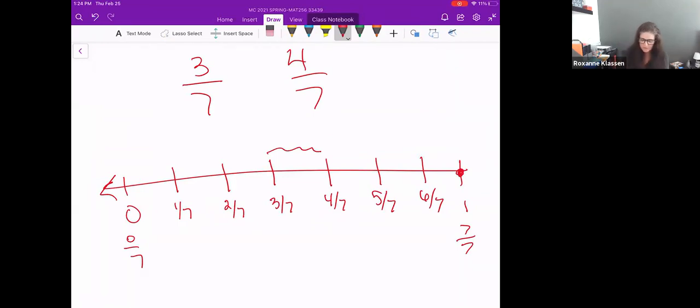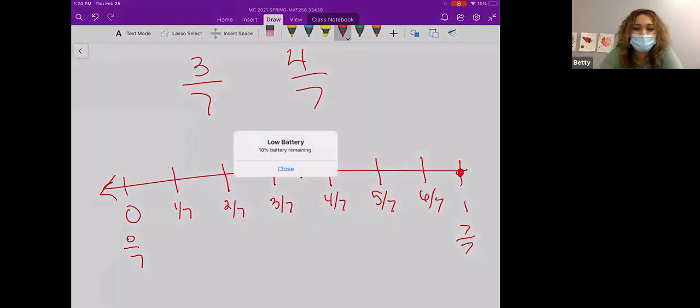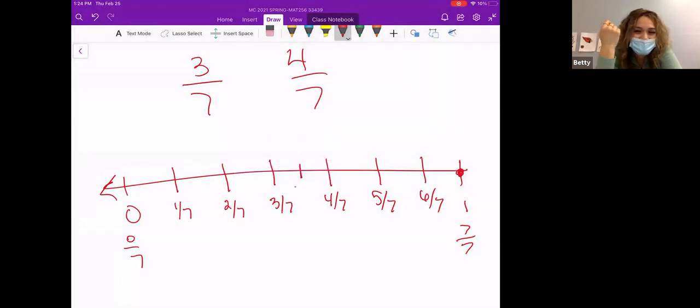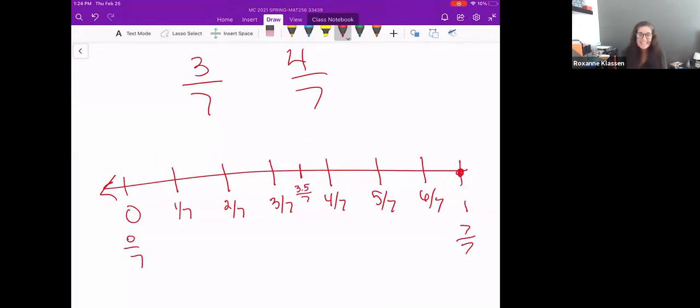So here's an interesting question. If I just put one line right here in between there, what fraction is that? That's the confusing part, because it could be 3 1/2 sevens, and that just didn't make sense in my head. So it's this. Do you agree? I agree. I don't like the way it looks either, but it's true, right?